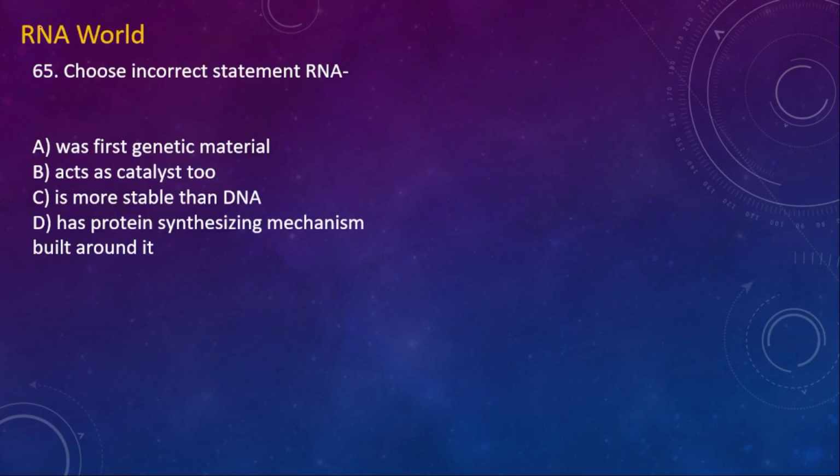So next, from the questions from RNA world. 65. Choose the incorrect statement for the RNA. Option A was first genetic material, B acts as catalyst too, and then C is more stable than the DNA. This one is incorrect. DNA is more stable than the RNA and has protein synthesizing machinery built around it. So this one is also right, but the C one is incorrect. So he is asking the incorrect statement among the following.